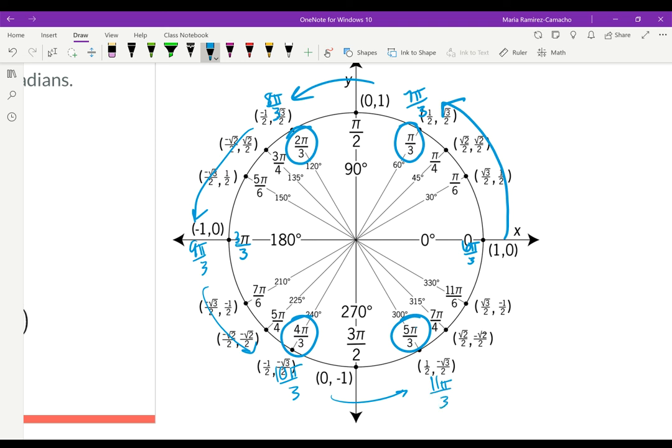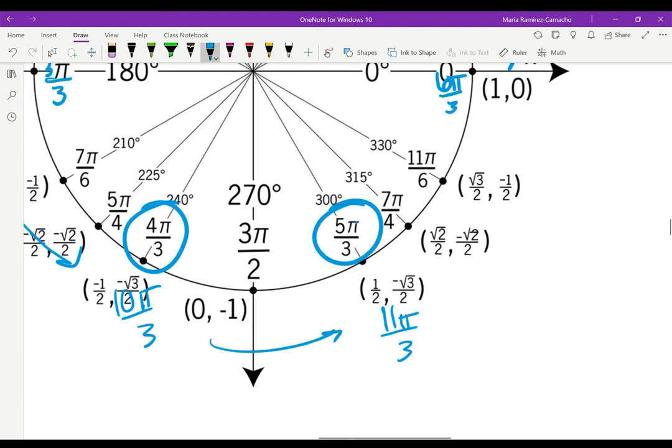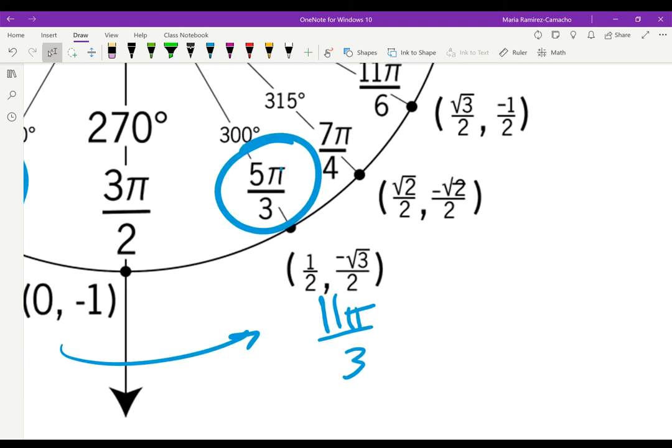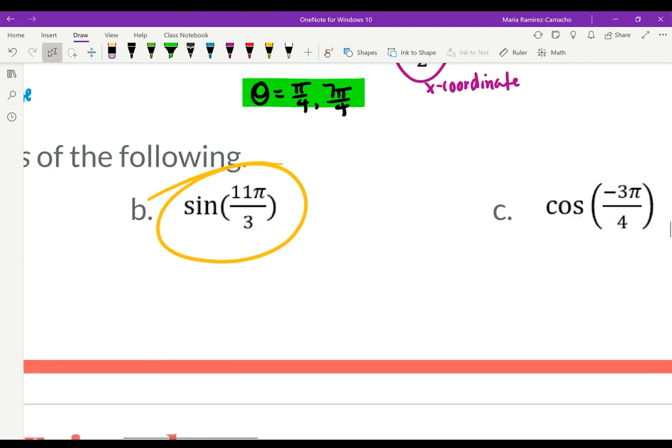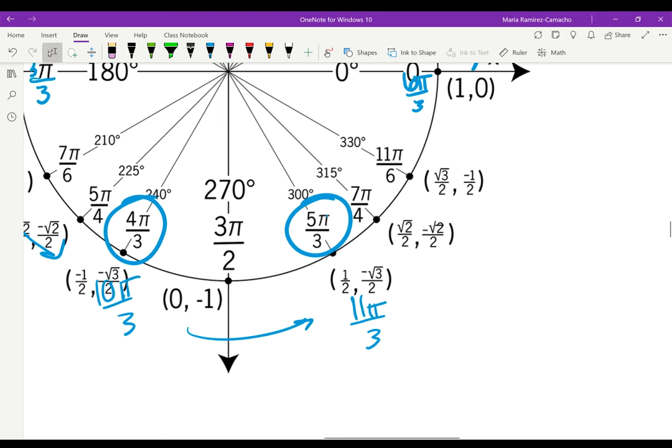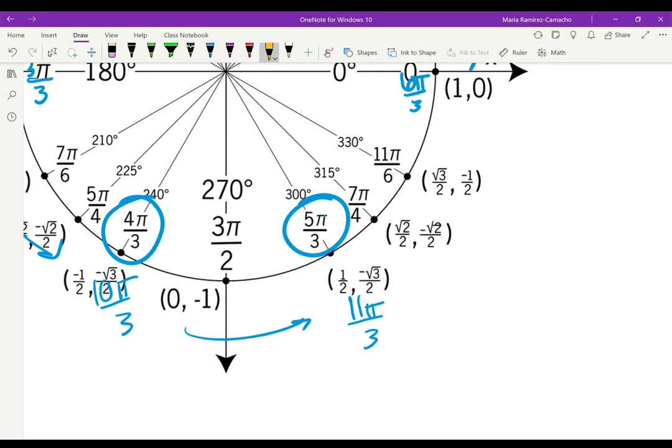So again, 11 pi over 3 was a radian that was too big to see on the unit circle because it was beyond just one full rotation, but we can keep going. 11 pi over 3 is right here, and we were looking for the sine value. So at 11 pi over 3, which is technically just 5 pi over 3, that sine value, that y coordinate, is -√3 over 2.